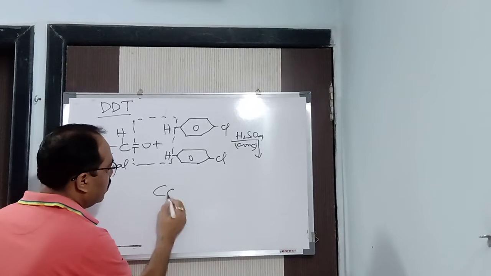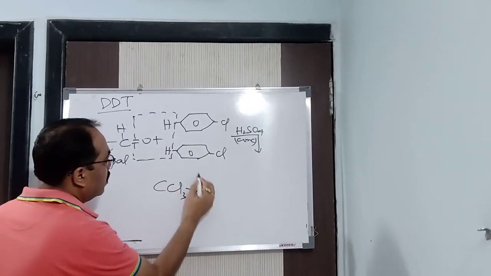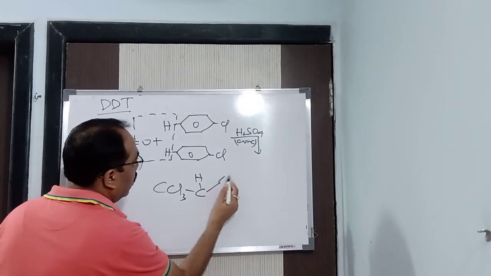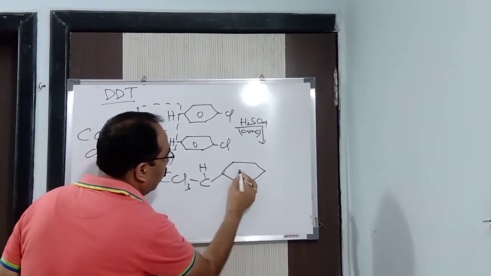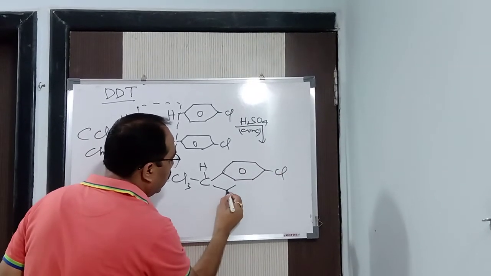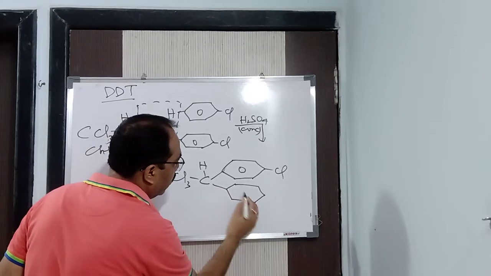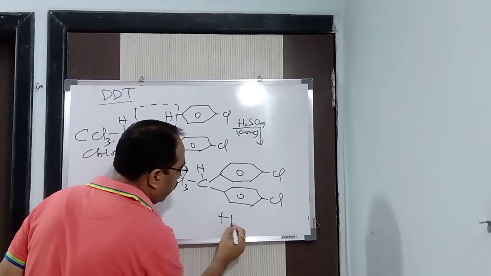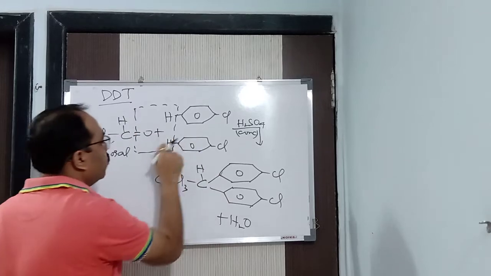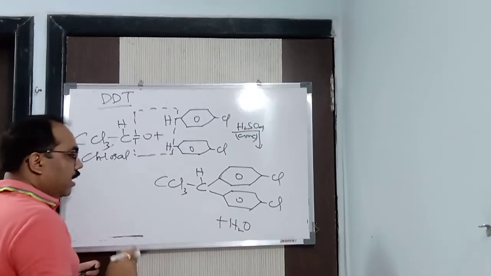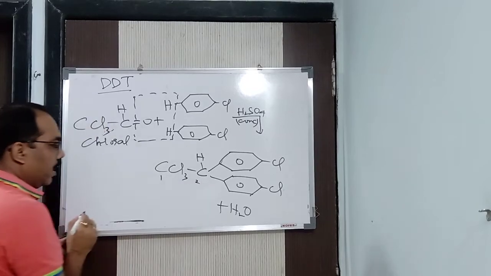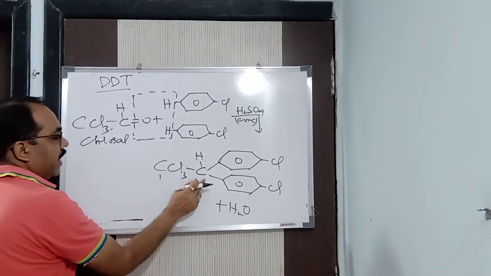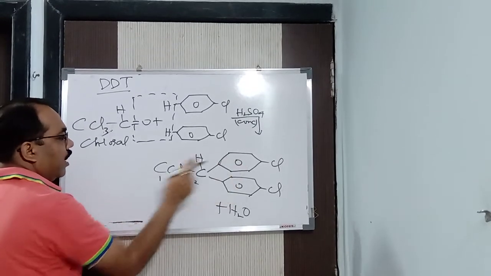So what is left? See here, CCl3, here it is CH, here one bond with this particular aryl ring, another with another aryl ring, plus water, H2O, is being released. This is your DDT. Now we will see the IUPAC name. So this is your first carbon, this is your second carbon. So in the second carbon you can see 2 aryl halides are there.